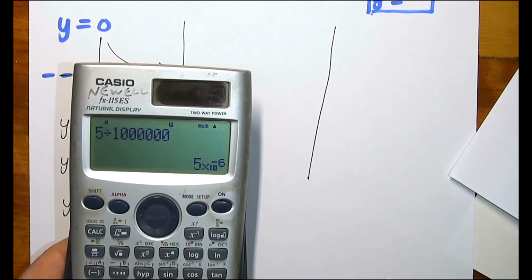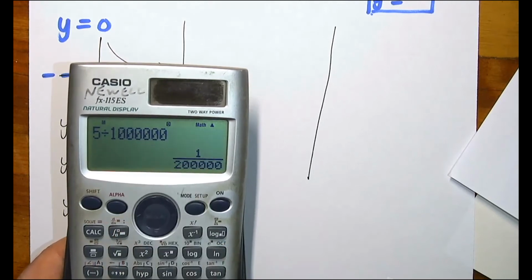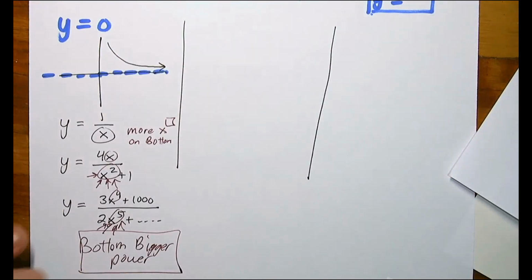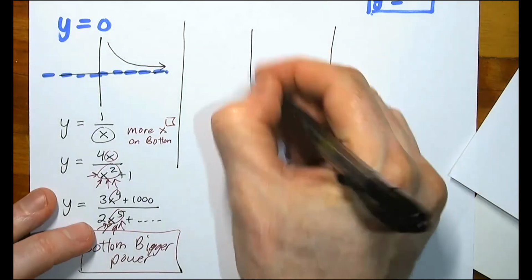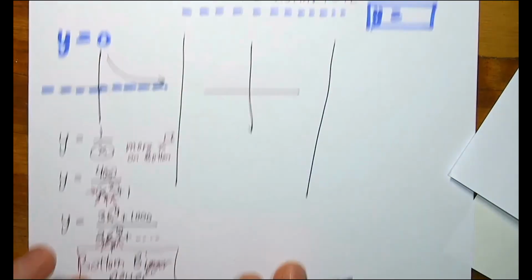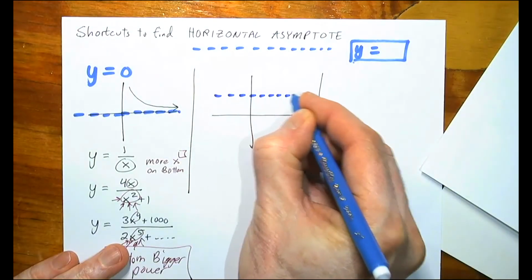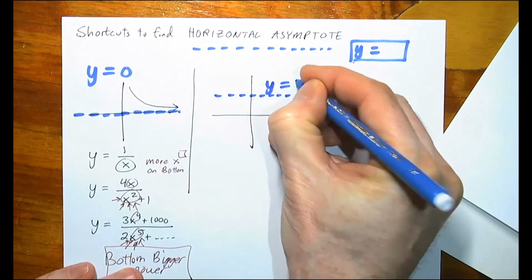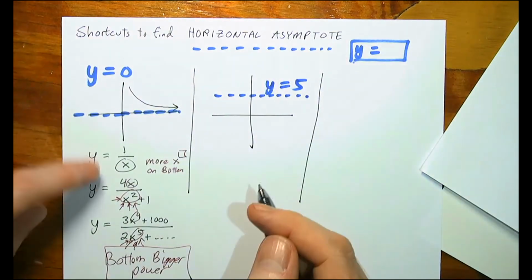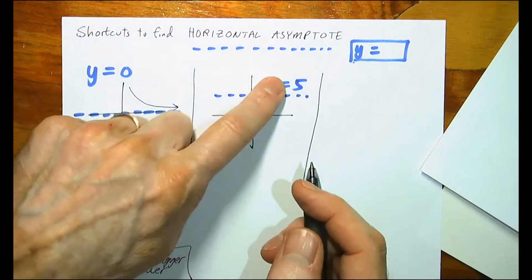Well, that's in scientific notation, that doesn't help me, but a really, really tiny number, right? Heads to 0. Okay, next possibility. Sometimes the graph heads to a number. Sometimes it heads to like y is 5, right? So if the bottom's bigger, it heads to 0. When does it head to a number like that?